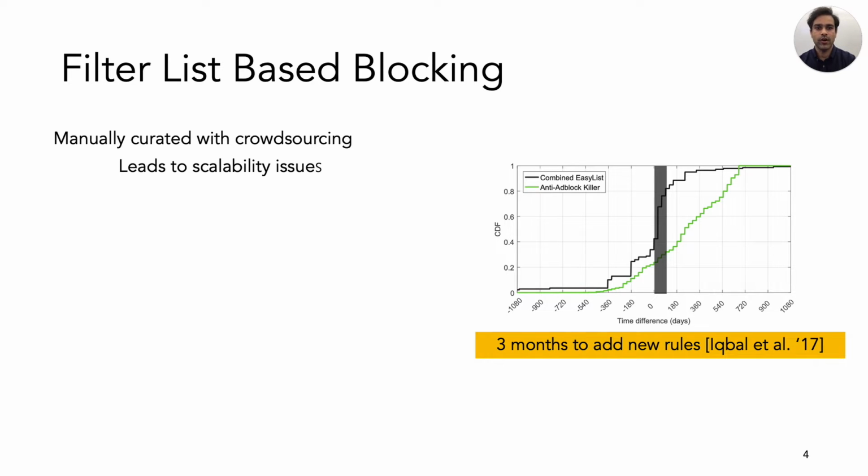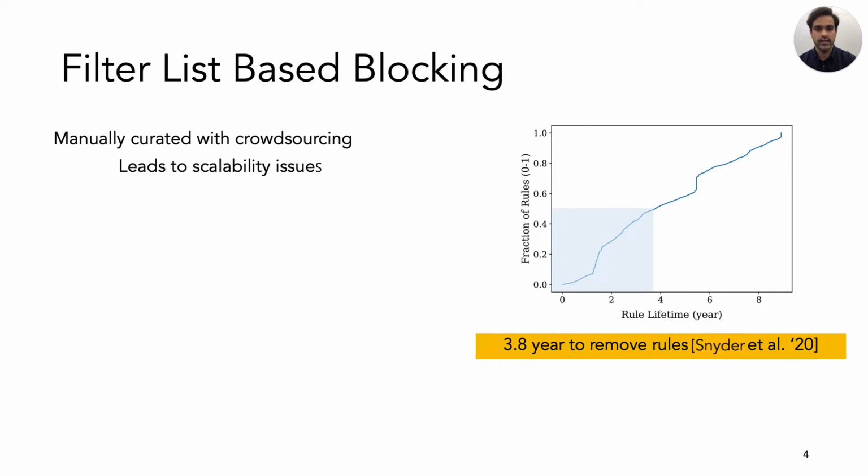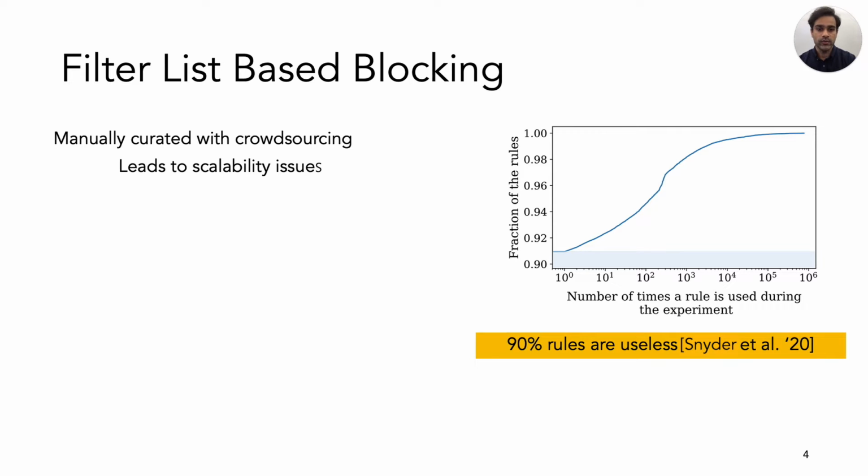For example, prior research shows that at times it takes as long as 3 months to add rules for newly discovered ads and trackers. Moreover, once a rule is added to the filter list, it is rarely removed. Even after the ad and tracking domain no longer serves ads and trackers, it takes as long as 4 years to remove unused rules from filter lists. The presence of unused rules leads to staleness. A recent study showed that almost 90% of the rules in filter lists are rarely or never used.